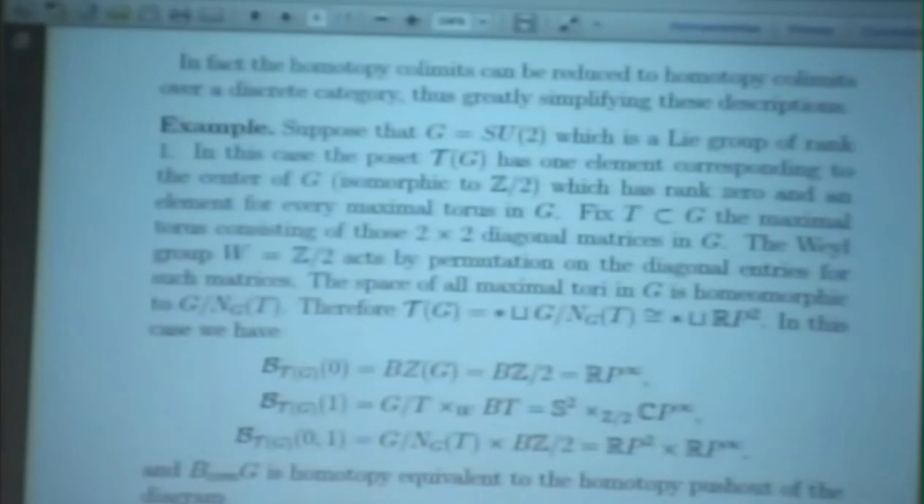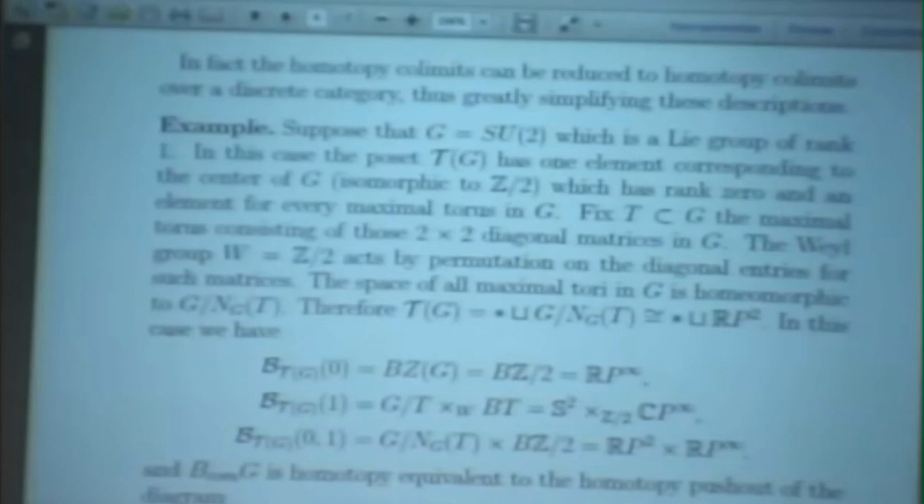Okay? Now fix T in G, the maximal torus consisting of those 2 by 2 diagonal matrices in G. In the Weyl group, Σ2 acts by permutation of the diagonal entries. So the space of all maximal tori in G is homeomorphic to G modulo the normalizer, right? And therefore, these are the objects here. 0 points, this is the special guy, and then RP2.